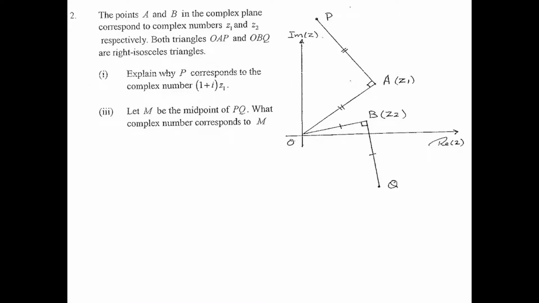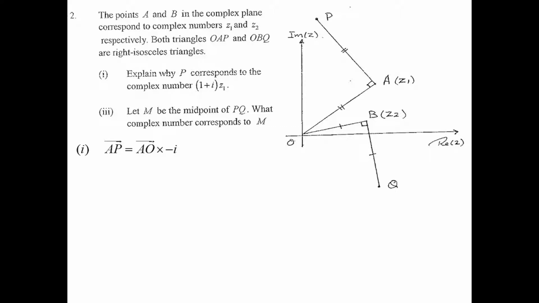So, interesting diagram. For some reason, part 2 is missing. It's part 1 and part 3. Explain why P corresponds to the complex number 1 plus i Z1. So how do we get to the point P given everything else we've been told in this diagram? P, the only thing I really know about it is it's part of the vector AP.